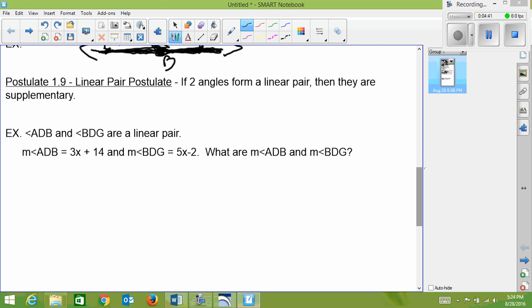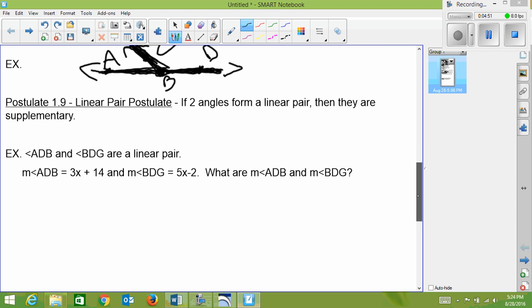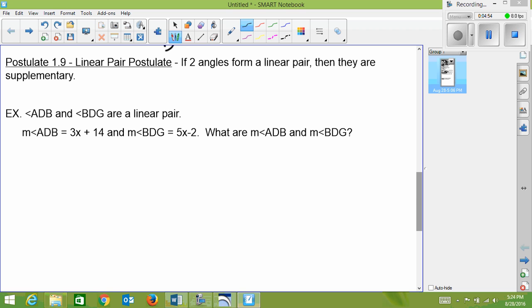Postulate 1.9 is the linear pair postulate. If two angles form a linear pair, then they are supplementary. Okay, well that makes sense. If you would look at the drawing I just had there, those two would be supplementary. They make a straight line. So for my example, if I have angle ADB and BDG and I say that they're a linear pair, that also means automatically that they're supplementary, so keep that in mind. If the measure of angle ADB is 3x plus 14, and the measure of angle BDG is 5x minus 2, I want to know what are the angles. What is the measurement of ADB and measure of BDG?